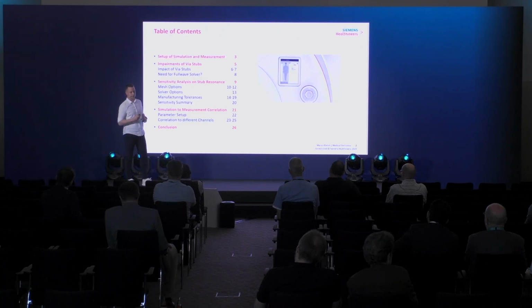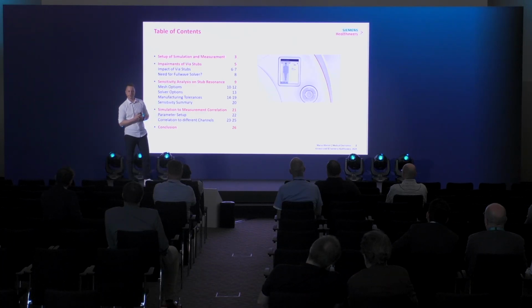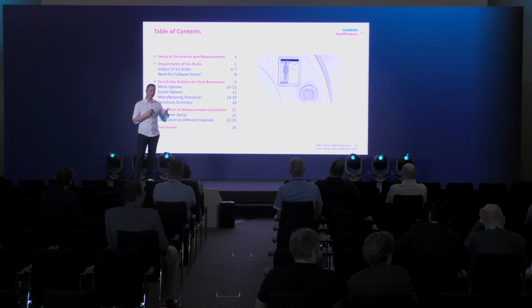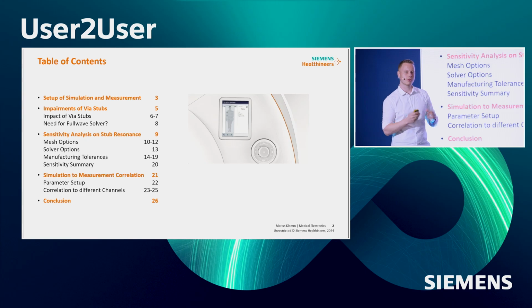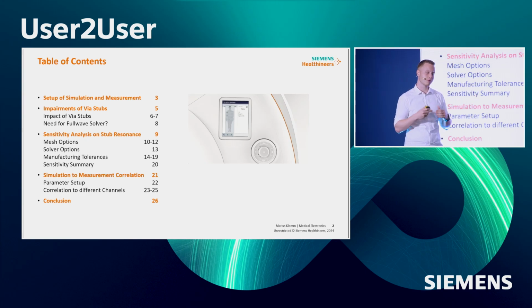Yeah. So at first I will start with a small introduction on what a stub is and why it causes signal integrity issues. Then we go through some parameters from meshing, solver, and manufacturing. And in the end, I will give a simulation-to-measurement correlation where we did 3 channels, processed them, manufactured them, and then measured them, correlated to the optimized parameters. Then we see that this is what we need for good simulation.